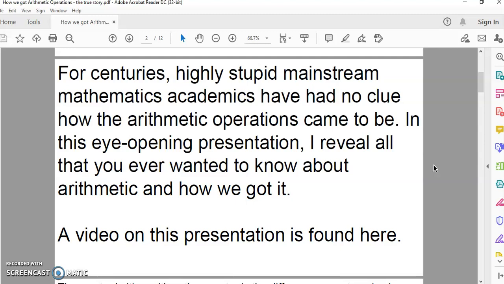understand number. So in this presentation, I'll reveal to you how we got these operations, or the arithmetic operators, and how they were transferred from sound mathematics, which is geometry, that has no axioms or postulates, contrary to ignorant mainstream thought, how it was transferred to algebra through the abstract unit.